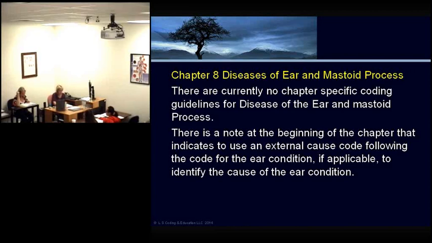and this is really important, you guys, especially when you don't have a specific guideline in the front of the book in the guidelines, you need to go to where the chapter starts to make sure you know what the rules are. So there's a note there that says, use an external cause code, following the code for the ear condition, if applicable, to identify the cause of the ear condition. It gives you the excludes two statements. And it tells you what this chapter includes. Any other guidelines you're going to find are going to be based on the index or in the tabular when you're coding the specific thing. Since there are no guidelines, we're just going to practice.